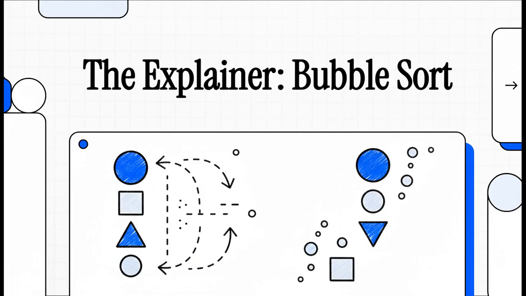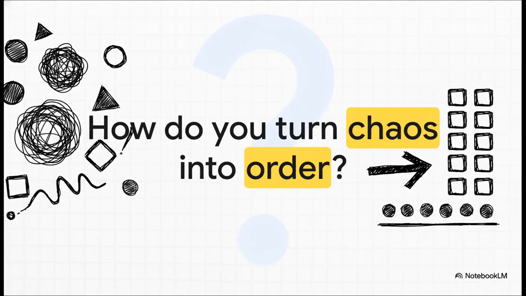called bubble sort. I mean, really, this is the fundamental question that every single sorting algorithm is trying to answer. It doesn't matter if you've got a list of numbers, a jumble of names, or anything else. The mission is always the same. Take a complete mess and turn it into a perfectly structured, organized sequence.